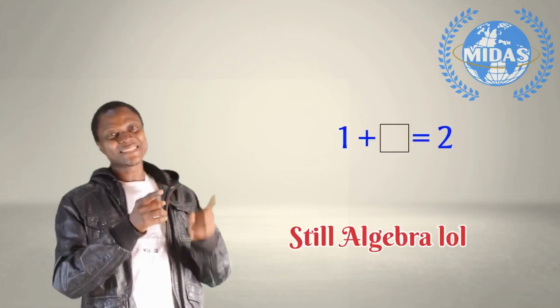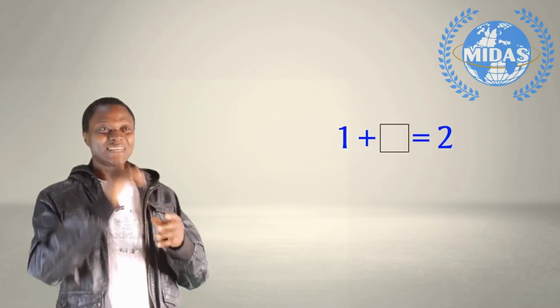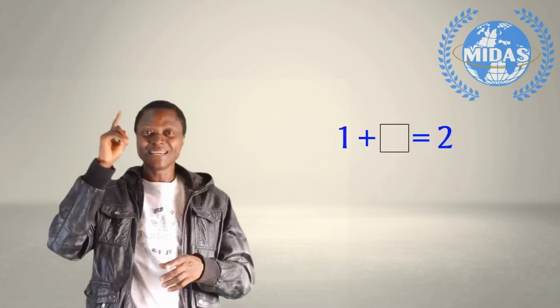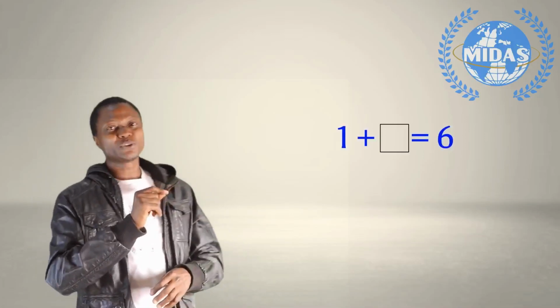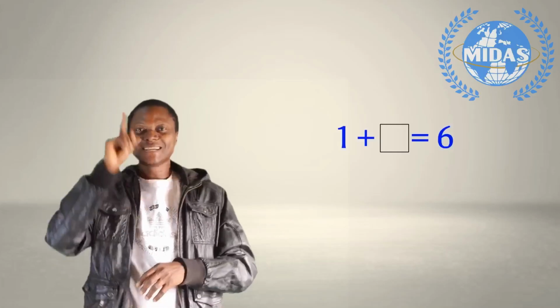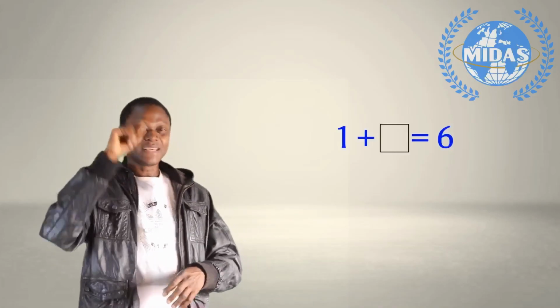1 plus box is equal to 2. What is in the box? Teacher me, it is 1. Okay, 1 plus box is equal to 6. What is in the box? Teacher me, it is 5. What am I trying to do? I'm only trying to give you the language of the mathematics, because most times people fail at maths not really because they don't know maths, but because they don't know the English behind the maths. They don't know the philosophy. They don't even know what the question is. So how will they know the answer?